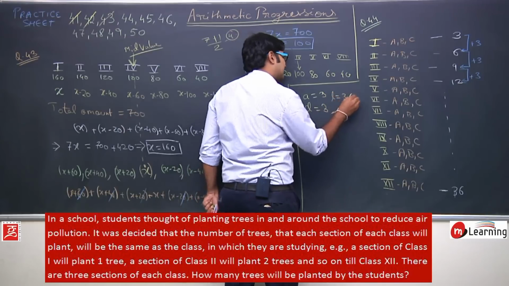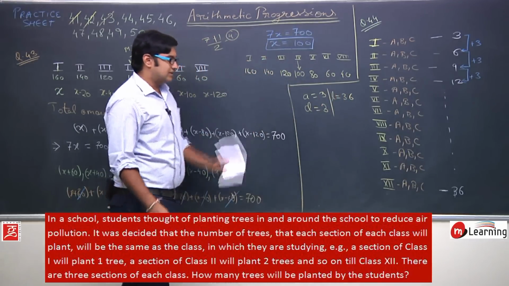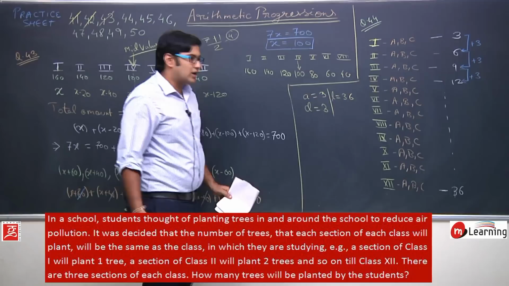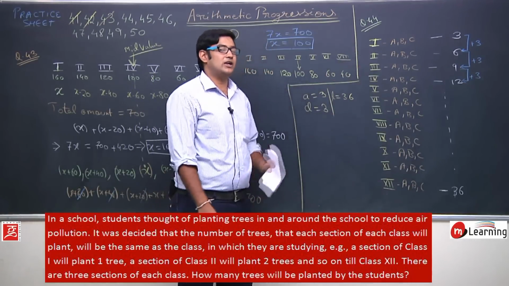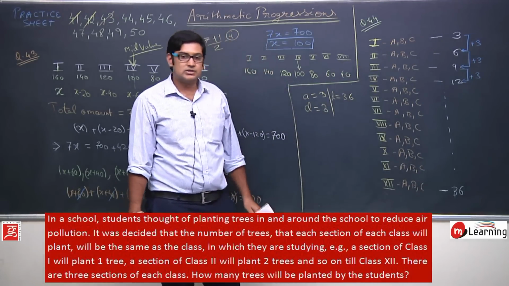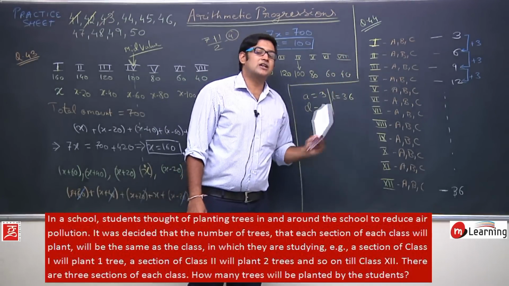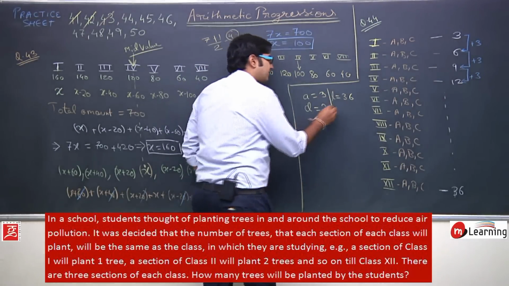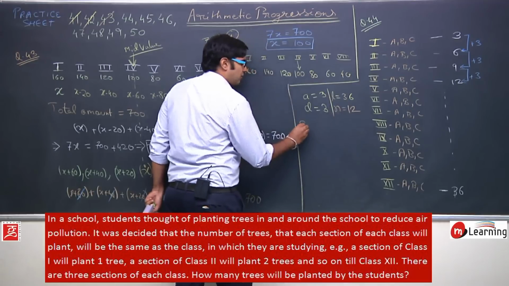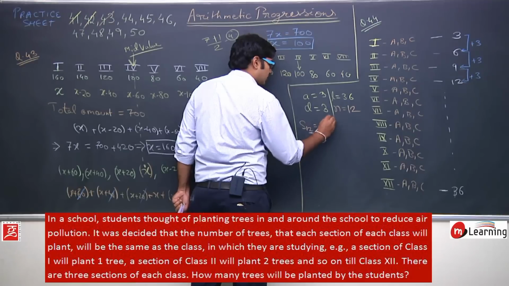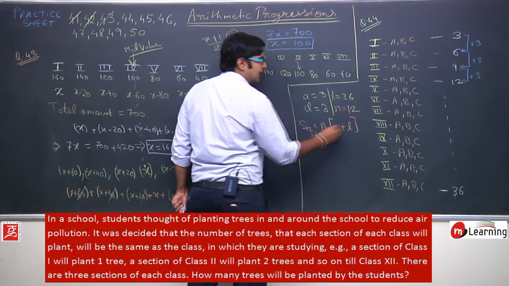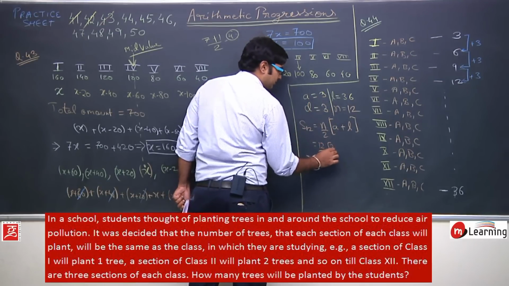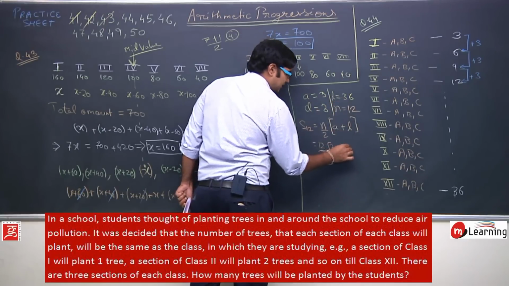So l equals 36 will represent the last term of this arithmetic progression. I need to calculate the total number of trees. How can we calculate? We can simply use the sum of n terms. Now how many terms does this particular arithmetic progression contain? You can see first to 12th class. So I have n equals 12. So the sum of 12 terms will be equal to n by 2 into the bracket a plus l, because we know the last term as well. So n is 12 divided by 2, into the bracket a is 3 plus l. What is l? It is 36.